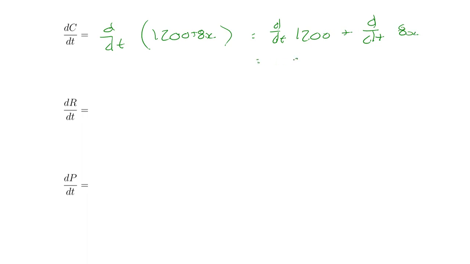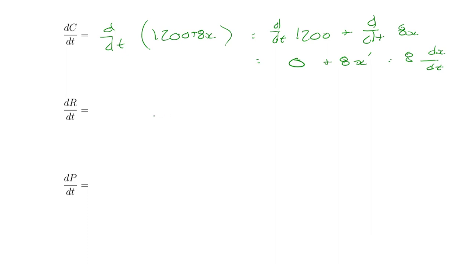The derivative of 1,200 is going to be 0. The derivative of 8x is going to be 8 times, sometimes people will say x prime. What I'm going to do is just write this over here. I'm going to use that differential notation, 8 times dx over dt.